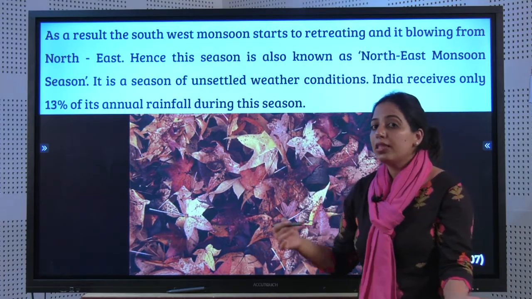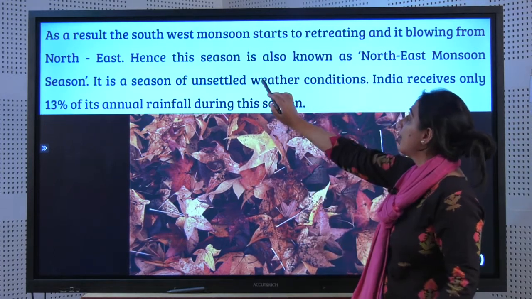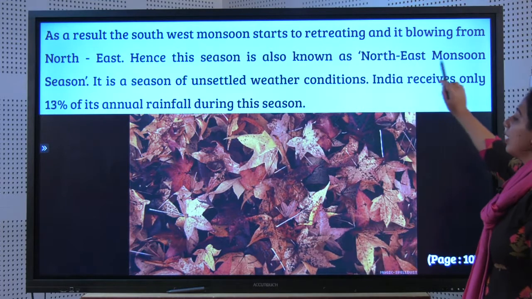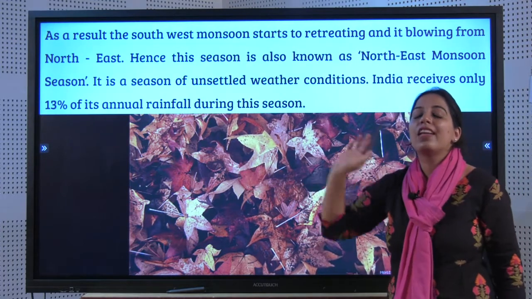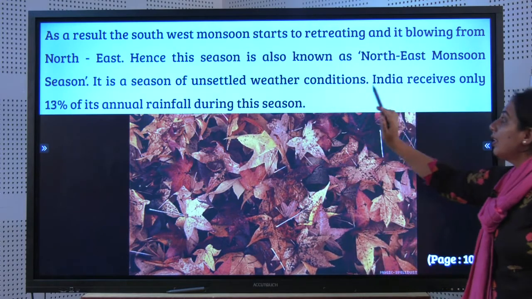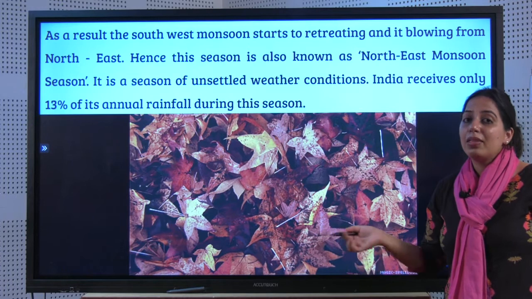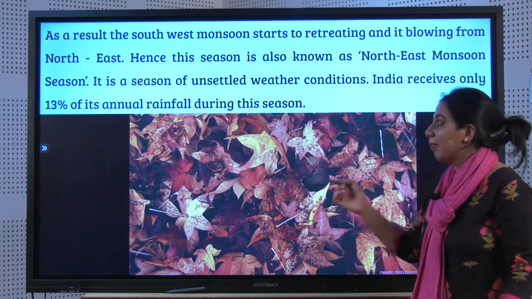In the monsoon season, it was blowing from the southwest. Now it's blowing from the northeast. Hence, this season is also known as the northeast monsoon season. Very, very important, give reason. It is a season of unsettled weather conditions. You can notice that in the month of December, there are a lot of cyclones.